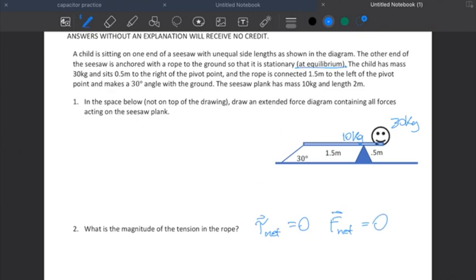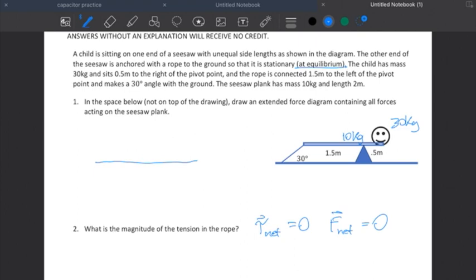So number 1 asks us in the space below to draw an extended force diagram containing all the forces acting on the seesaw plank. Okay, so not on that picture, so we'll have to draw a new seesaw. So this is our seesaw plank, and we just want to place the forces that are acting on it where they're acting on this plank.